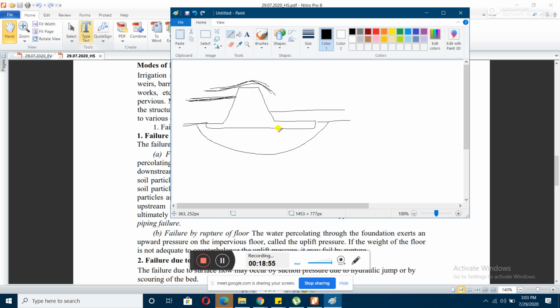There are two types of failure that occur due to your subsurface flow. One is your uplift failure. Another is your piping failure. Okay. So what is uplift failure?